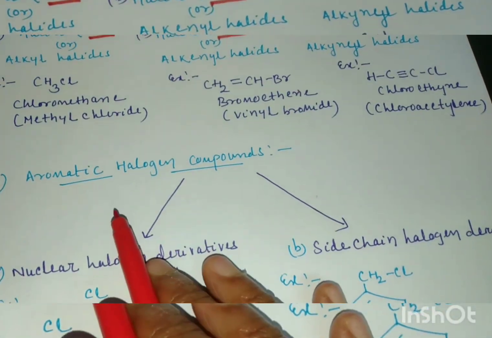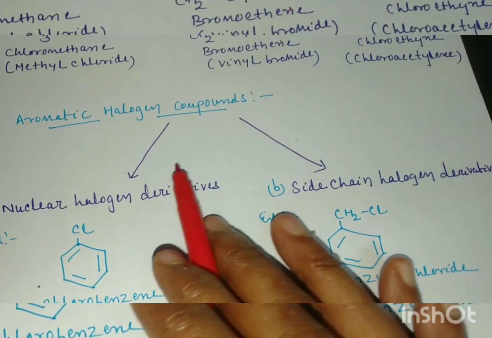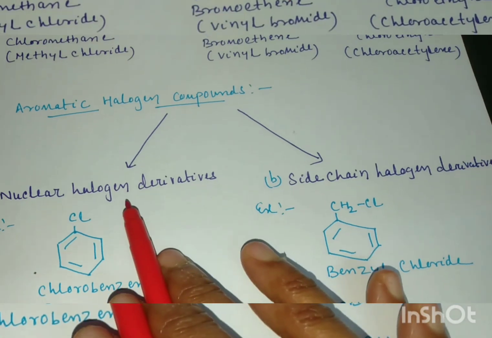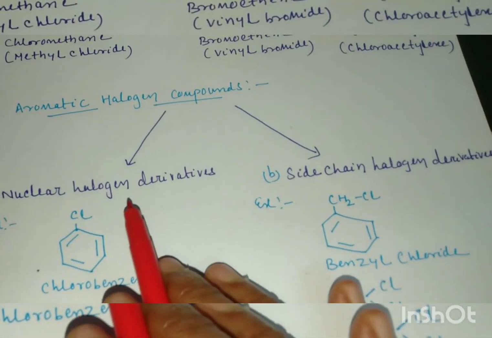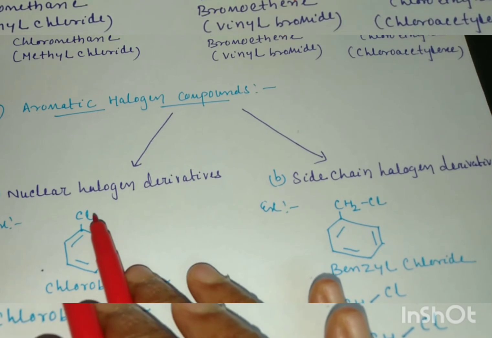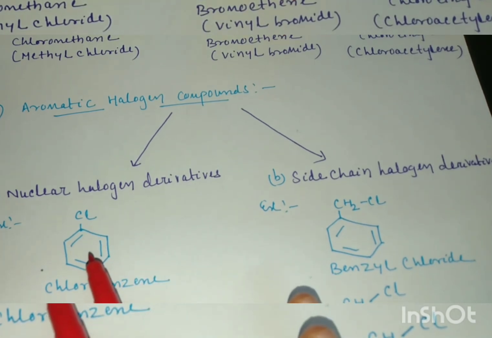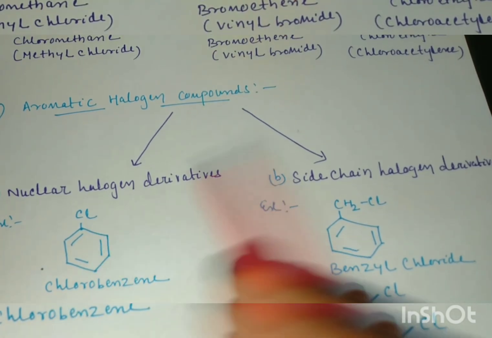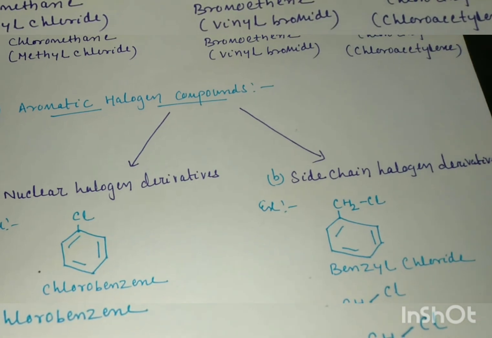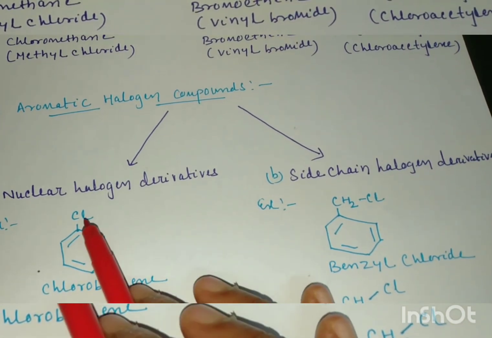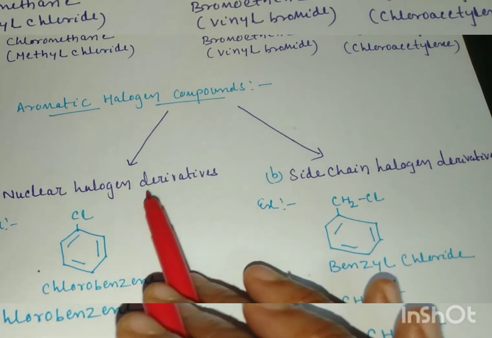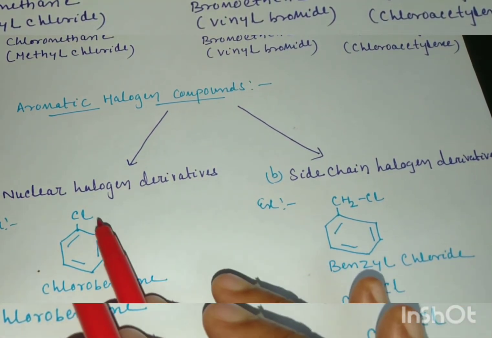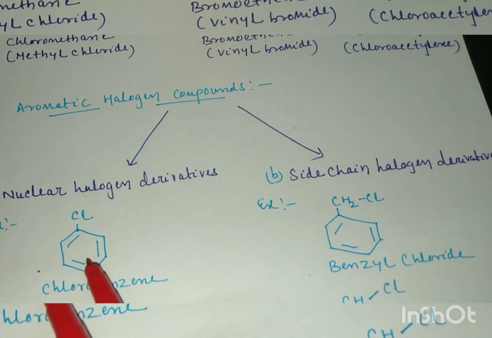Next we will discuss aromatic halogen compounds. Aromatic halogen compounds are of two types: nuclear halogen derivatives and side chain halogen derivatives. A nuclear halogen derivative means the halogen is directly attached to the benzene ring. It may be chloro or bromo. Here chloro is attached directly to the benzene ring, so it is chlorobenzene.